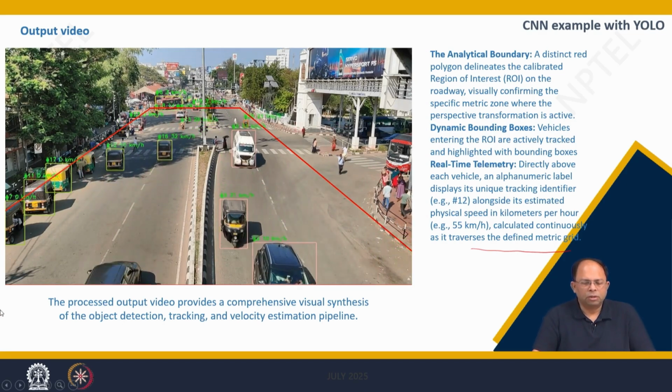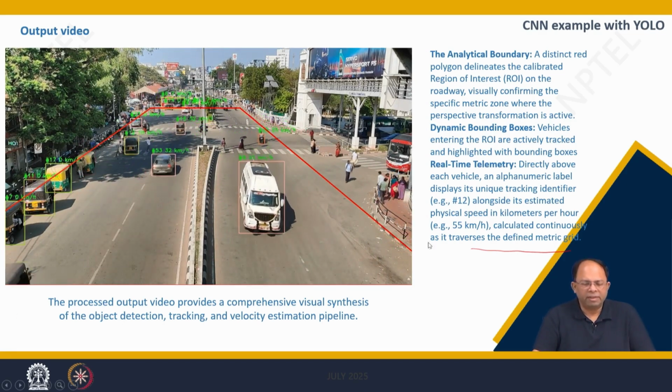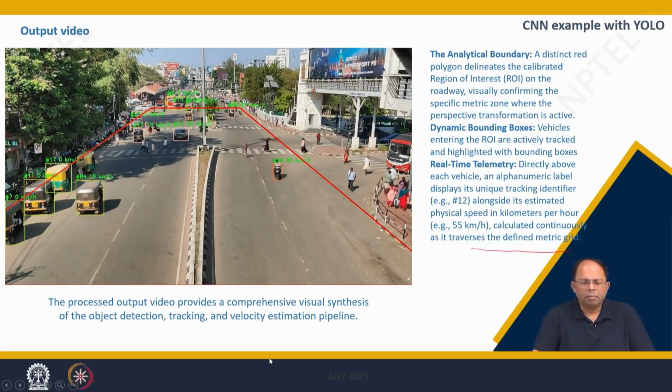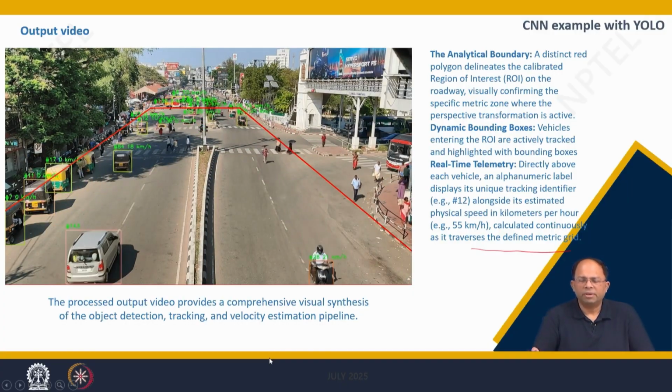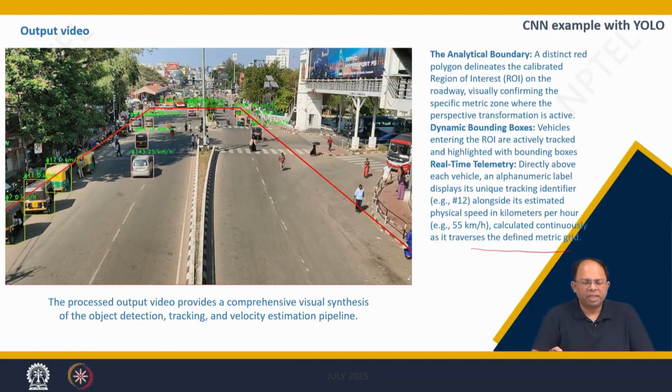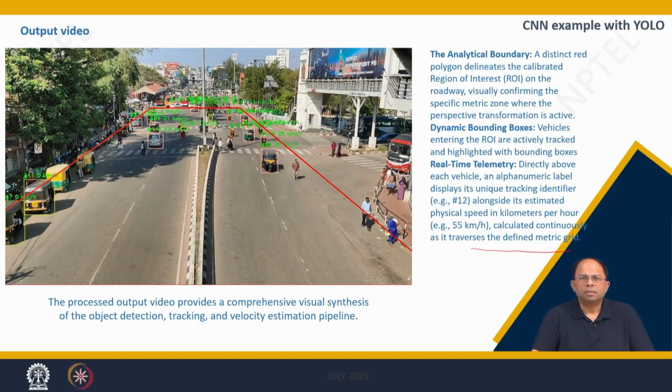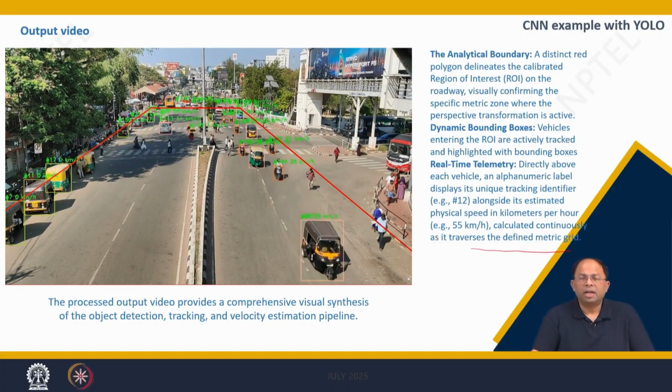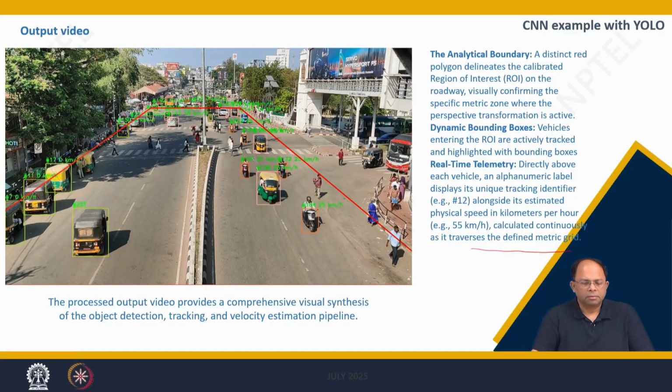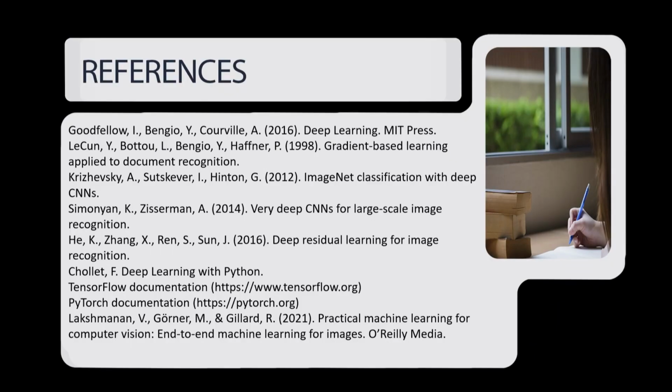something like this. The raw image didn't have any of these bounding boxes, but after we run the model, we get an image where we can see these particular figures, right? So this could be done even in real time as well. The processed output video provides a comprehensive visual synthesis of the object detection, tracking and velocity estimation pipeline. So these are some of the references you can use.